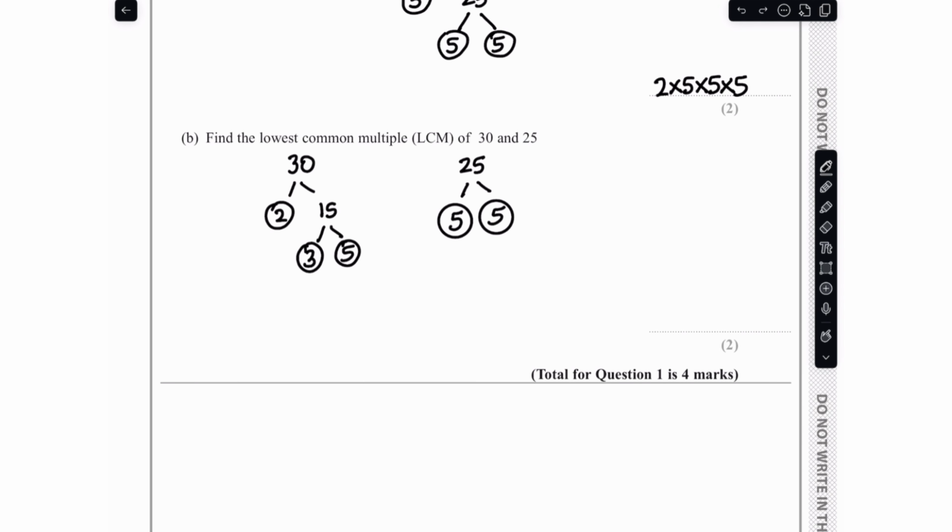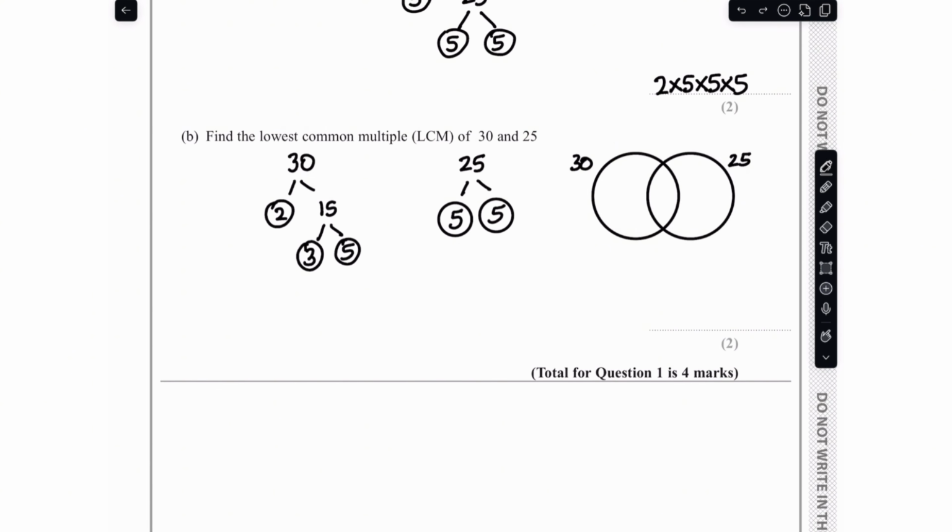My next step is to draw two Venn diagrams containing the prime factors of both numbers. So the number 5 can go in the middle, in which case I will cancel 5 in both prime factor trees. And that leaves me with the numbers 2 and 3 on the left and the number 5 on the right. To obtain the lowest common multiple, we need to find the product of all the numbers in the Venn diagrams. 2 times 3 times 5 times 5, and that equals 150. So your final answer is 150.